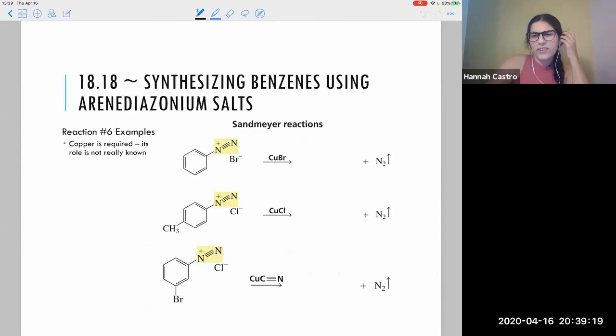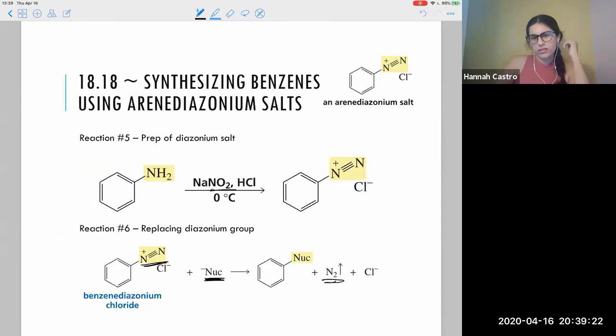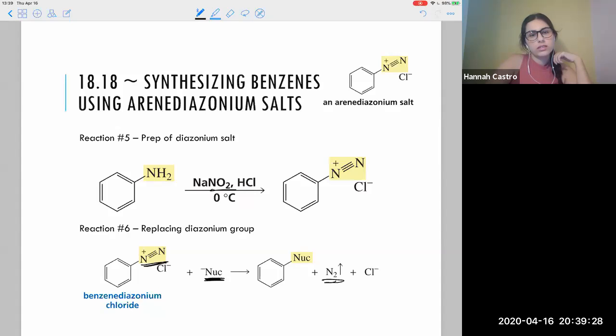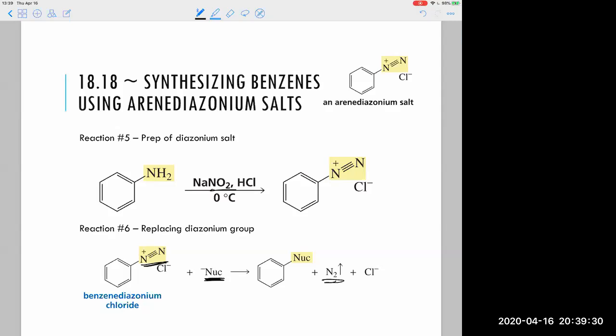What does the arrow on the N2 mean? To be honest, that's in the book. I assume that it means that because it's a gas, it leaves. Oh, okay. But honestly, I'm making that up because I've never seen it before. But that was my interpretation.